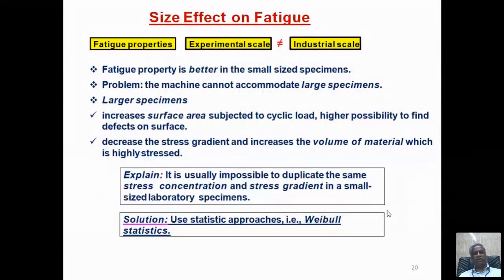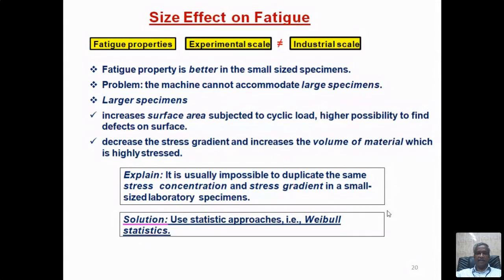Just for example, I have a specimen with 10 millimeter diameter, and another specimen with 100 millimeter diameter. What is the difference in these two specimens? I can test the 10 millimeter diameter specimen in the machine. I cannot test the 100 millimeter diameter specimen in the testing machine, because the capacity of the machine is limited. But what is the difference? The surface area of the 10 millimeter specimen is very small, and for 100 millimeter diameter, the surface area is very large.